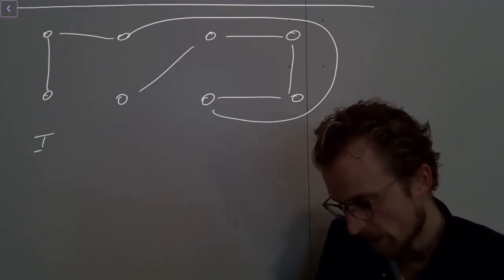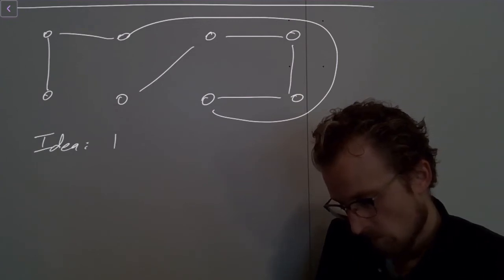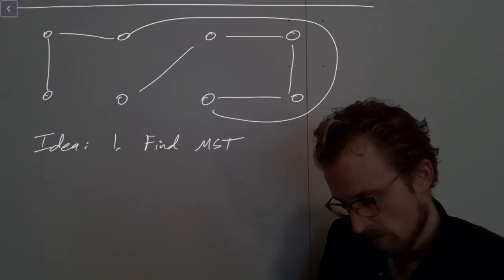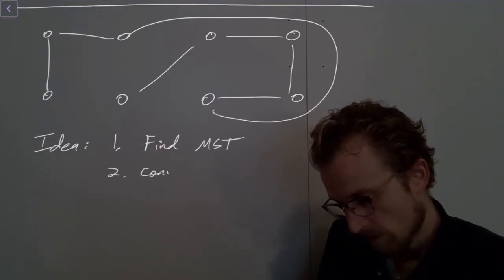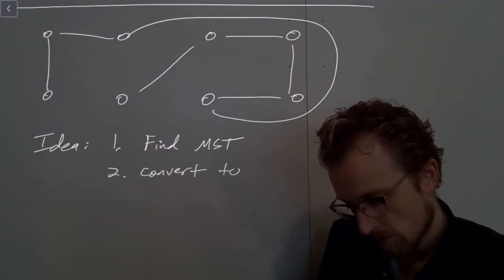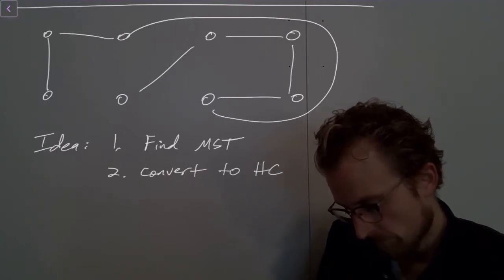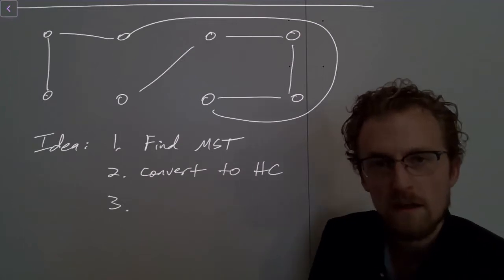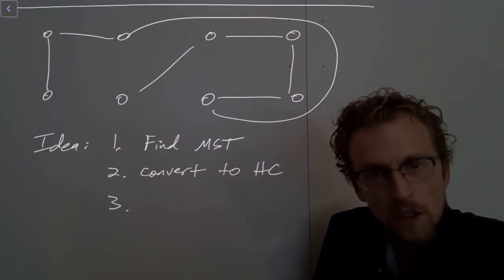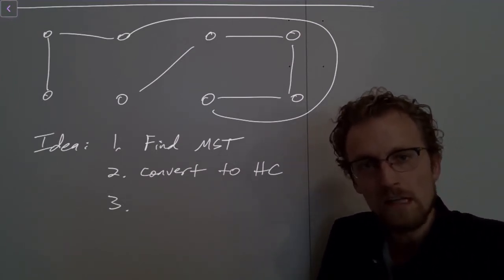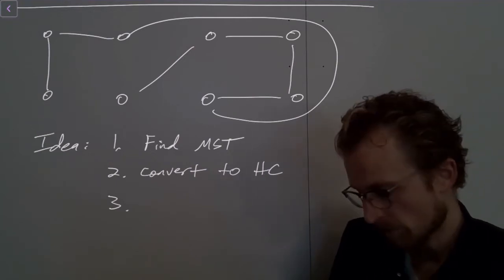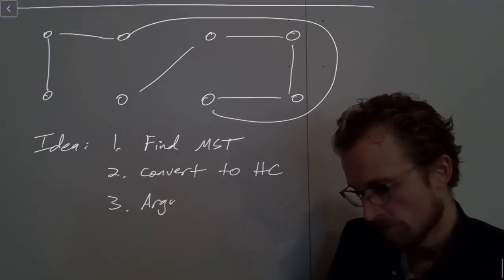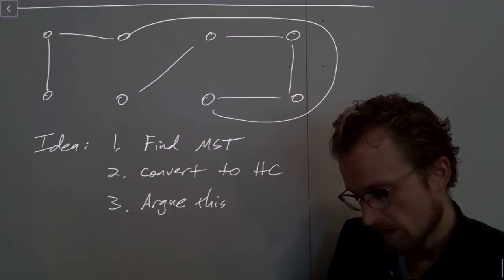Okay, so here's our idea. 1, find an MST. 2, convert by some means to a Hamiltonian circuit. 3, profit. What we say is that we have to argue that this Hamiltonian circuit is somewhat close to the best Hamiltonian circuit. So argue this is close to the best.